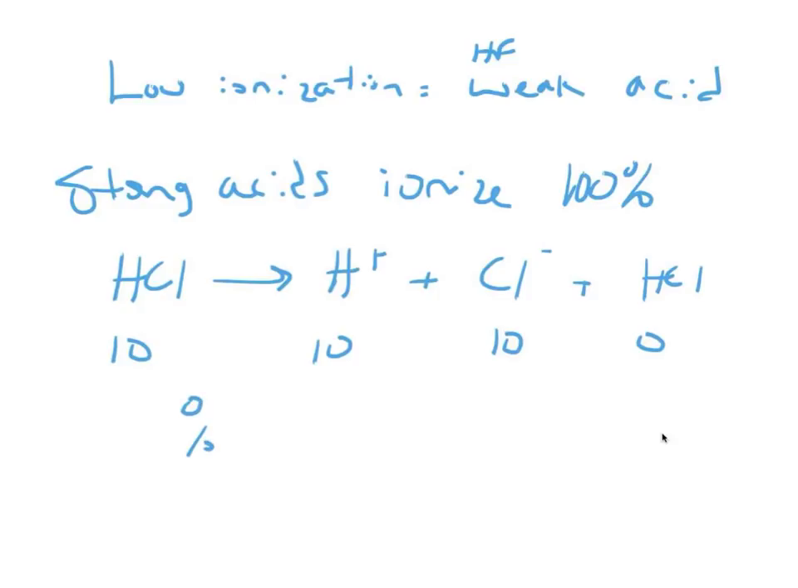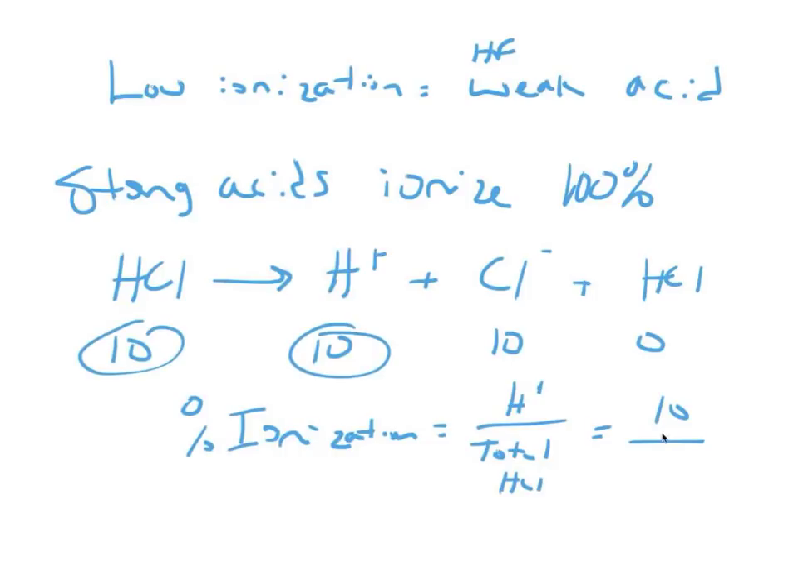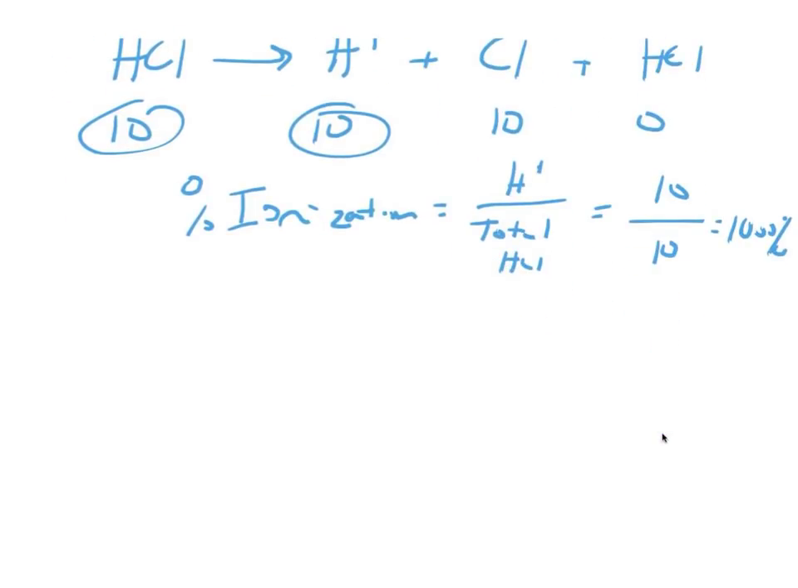Remember, percent ionization is equal to the H plus over total HCl, so I have 10 H pluses over 10 HCl's that went in. That's equaling 100%. Now, for the sake of conversation, this chapter we will only talk about things that ionize 100%. Or in other words, acids, for all intents and purposes for our discussions, are strong.